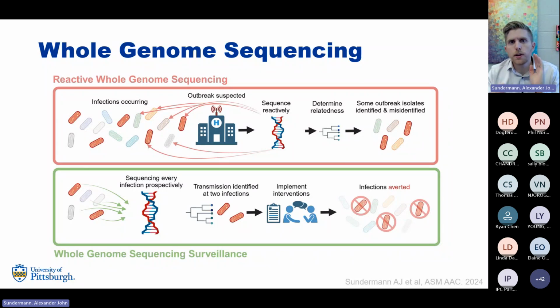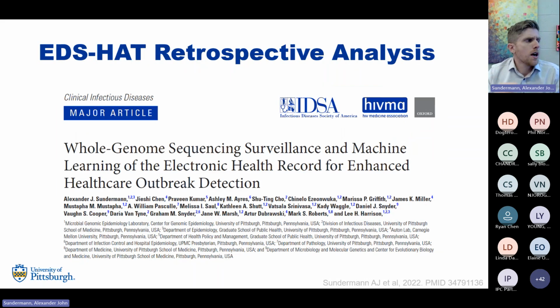We did it in 2 different phases here at Pitt. The first we published a few years ago in the Journal of Clinical Infectious Diseases, where we did genomic sequencing surveillance for 2 years, but we didn't tell the results of those infections to our infection prevention department until we finished the study period, because we wanted to see what current infection prevention practice, meaning reactive whole genome sequencing, finds versus what genomic surveillance finds.